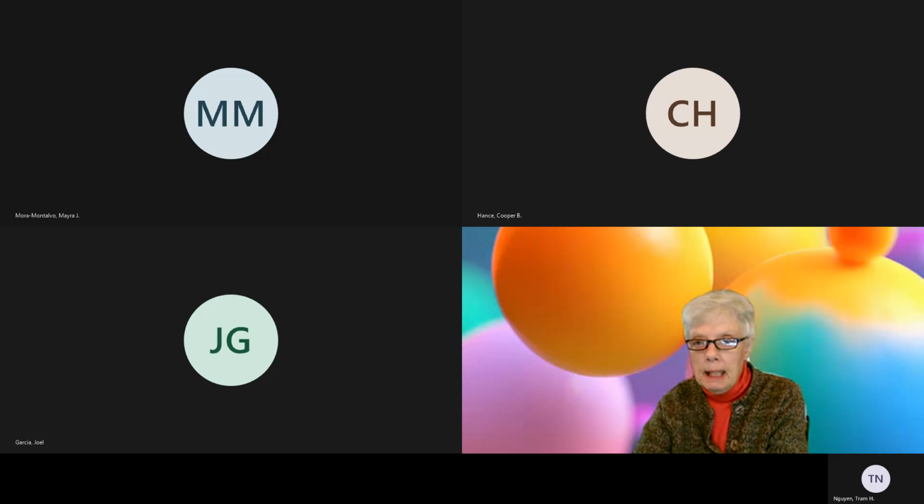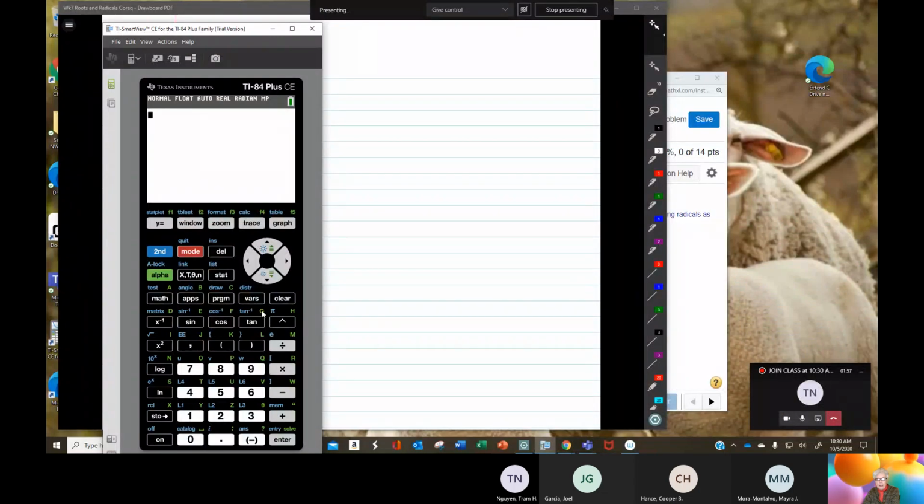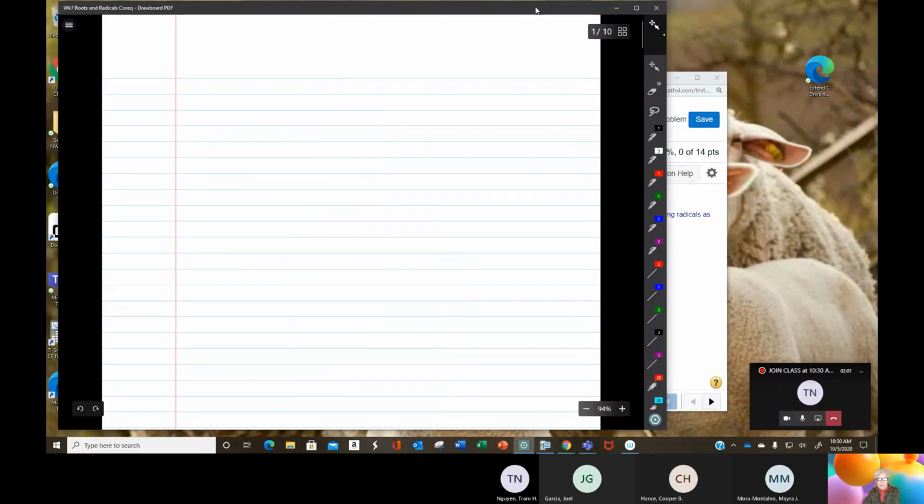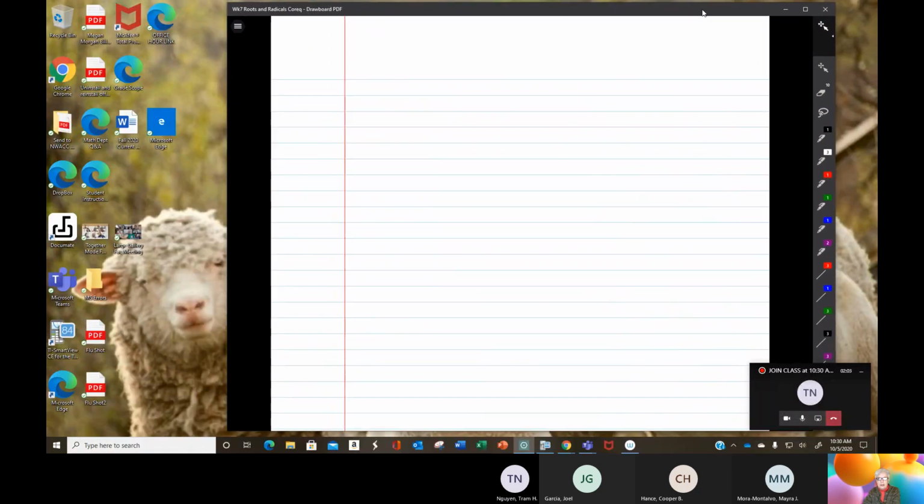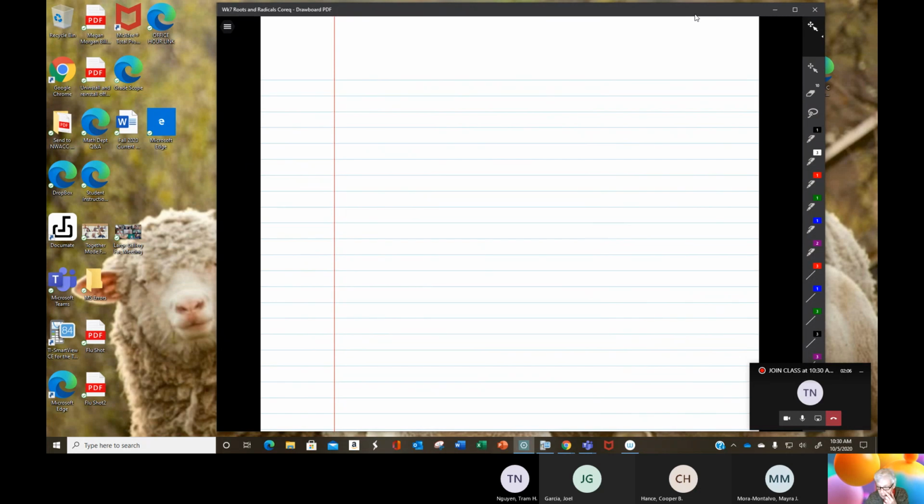Recording, share screen, and here we go. We've got a calculator. We have paper. The first thing we're going to talk about is finding the domain of radical expressions, that is square roots.